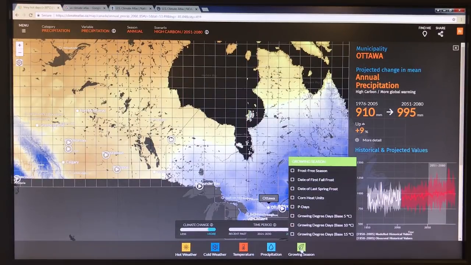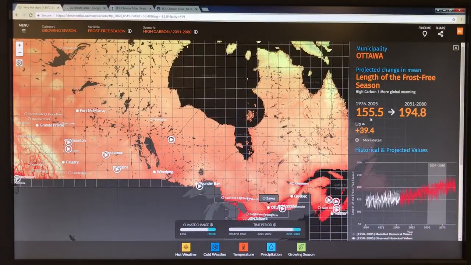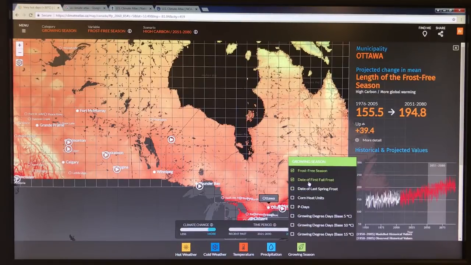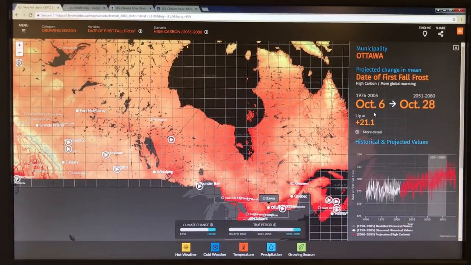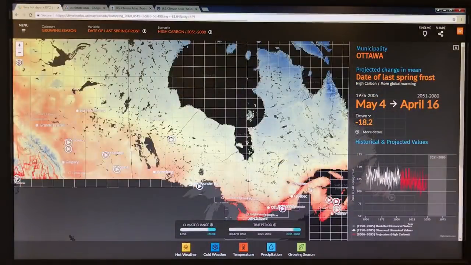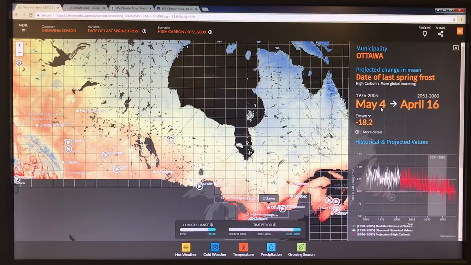And there are also growing seasons. The frost-free season, the duration of days without freezing, is going up from about 155 days by about 40 days between these two time periods. The date of the first fall frost is becoming delayed by 21 days in Ottawa. And the date of the last spring frost is going from May 4th to April 16th. It's moving forward as the planet is warming.